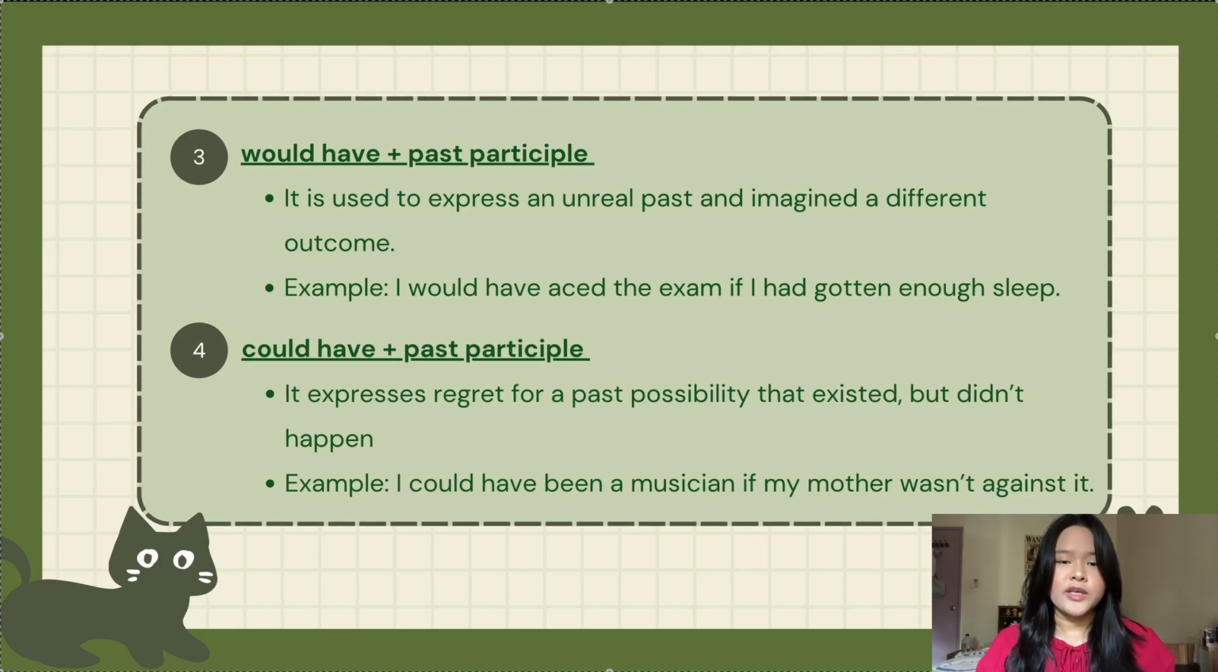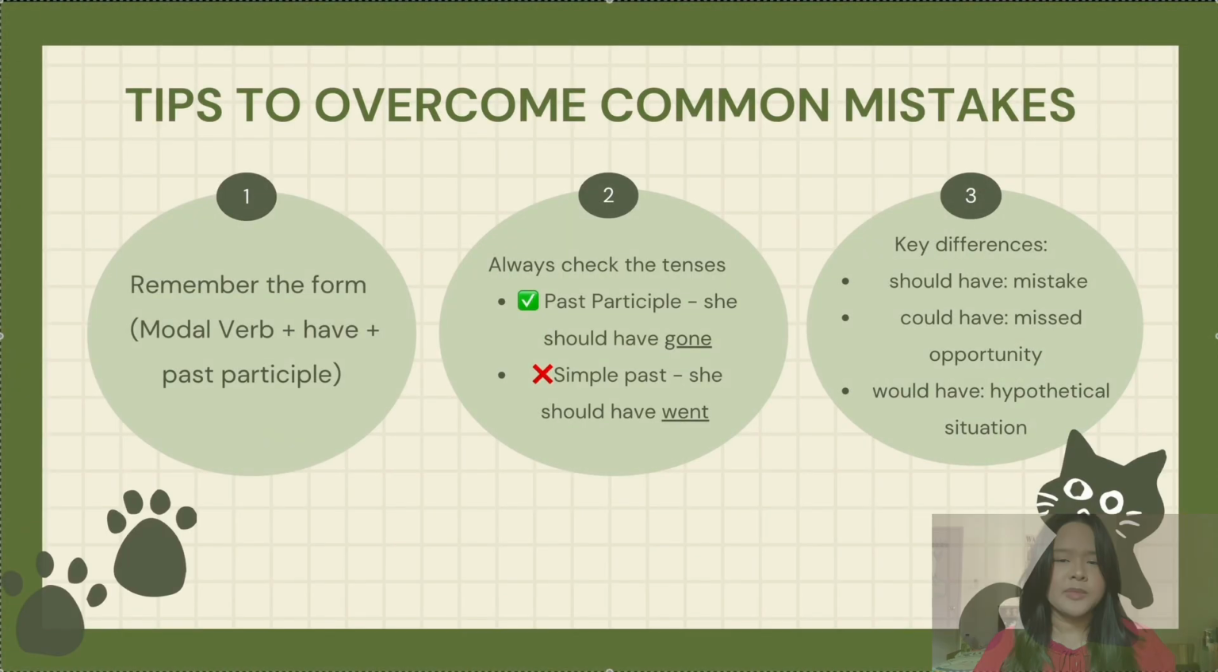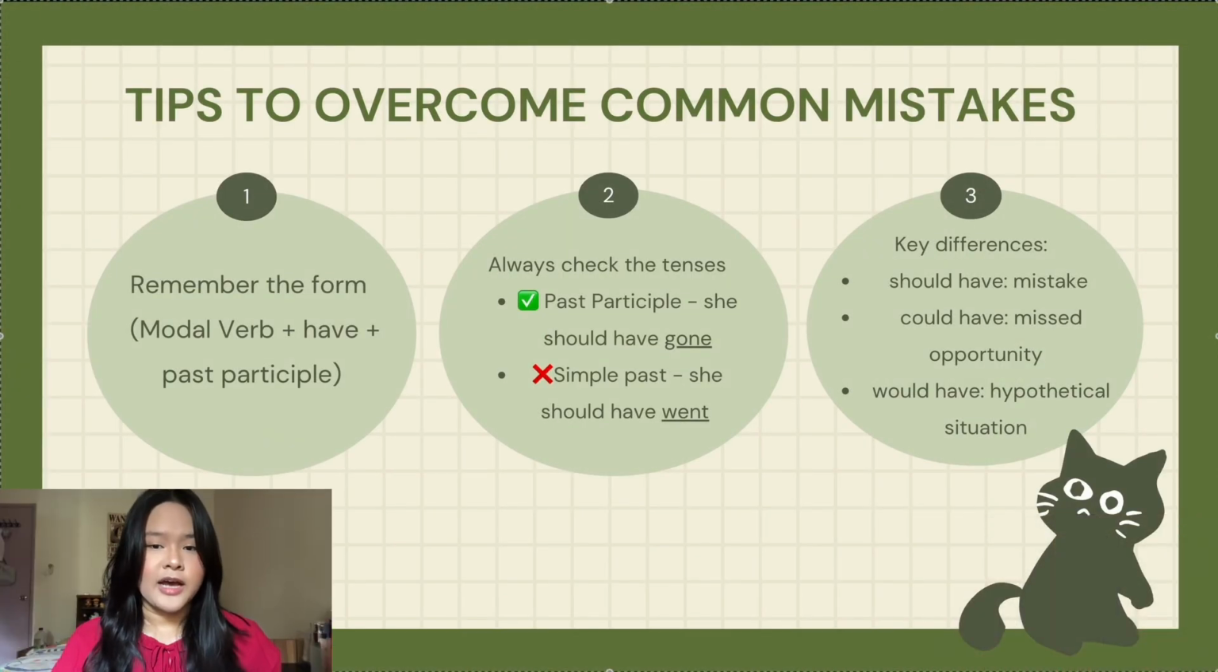Now that we know how each modal works, let's look at common mistakes students often make and how to avoid them. Firstly, you must always remember the form modal verb plus have plus past participle, not simple past. Second, you must always check the tenses. Modals of regret should always refer to the past, not present or future. That's why she should have gone is correct, and she should have went is incorrect.